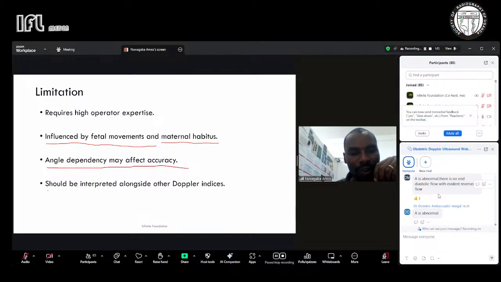And of course, it is interpreted alongside other Doppler indices. If you did the ductus venosus in isolation, it might not really make sense of the information obtained, and you need to also make reference to other Doppler indices. So that's it for the ductus venosus. And of course, if there are any questions, I think we will have the opportunity to have a discussion at the tail end of the presentation.